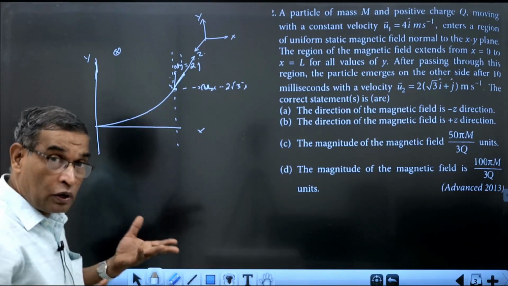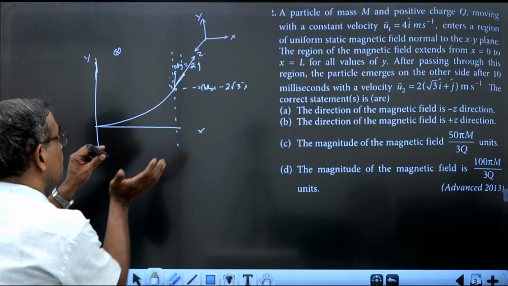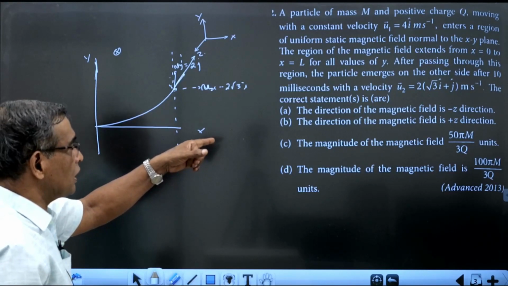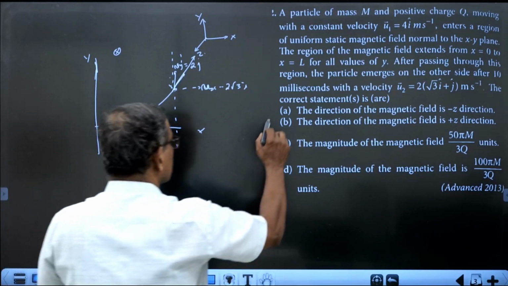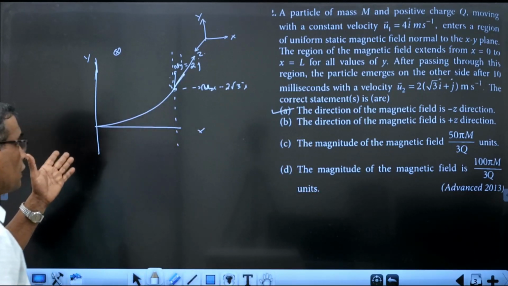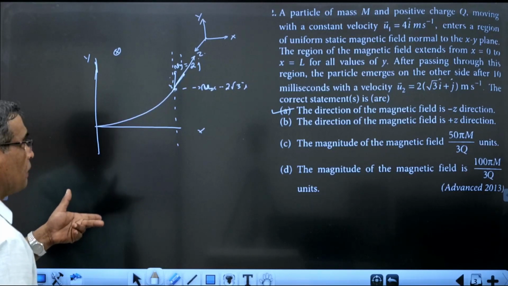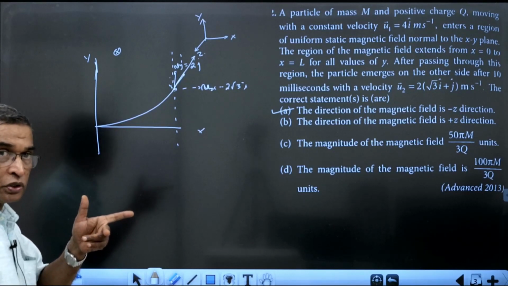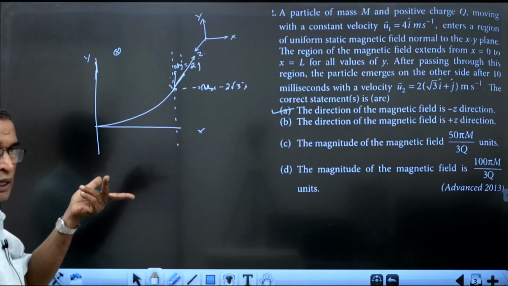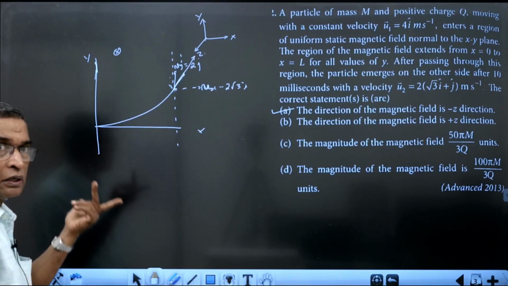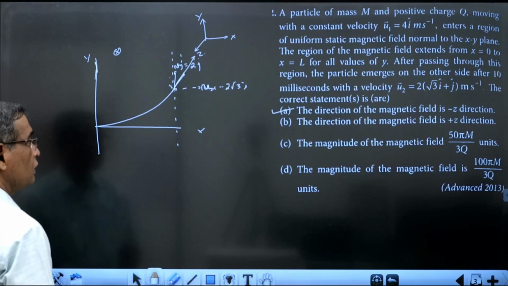The direction of our first aim: in which direction is the magnetic field existing? With the field as the axis, the particle must take a curved path. And you can see that the direction of the magnetic field is along the negative z direction. So this option is correct. You can apply Fleming's rule if you want: forefinger for the field, middle finger for the motion of the positive charge, thumb represents the force. If you apply that, you can get the same result. If you apply the Lorentz force equation, you can get the same result. Next.